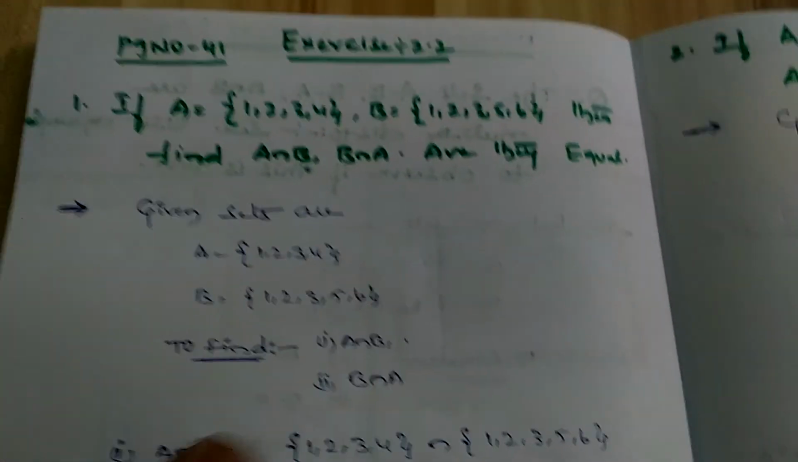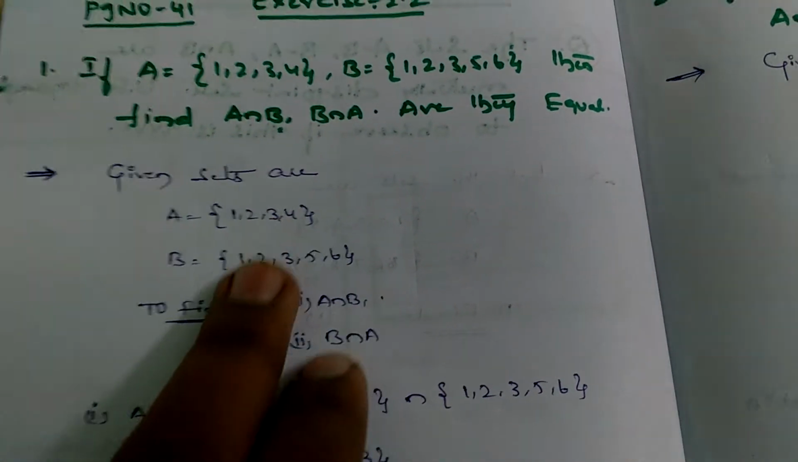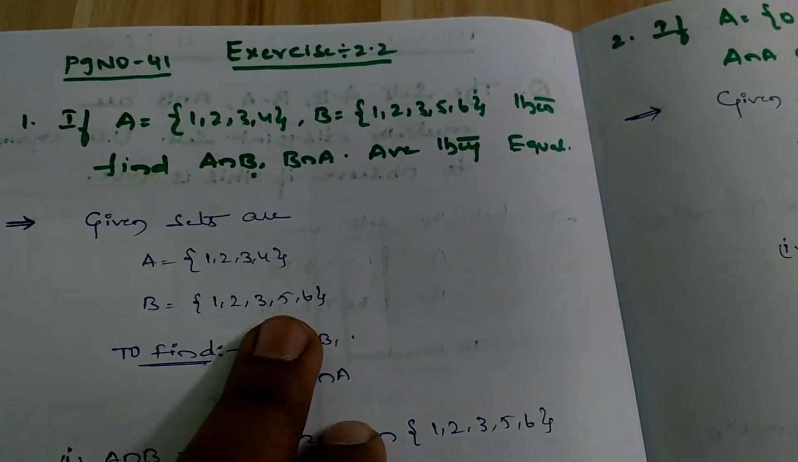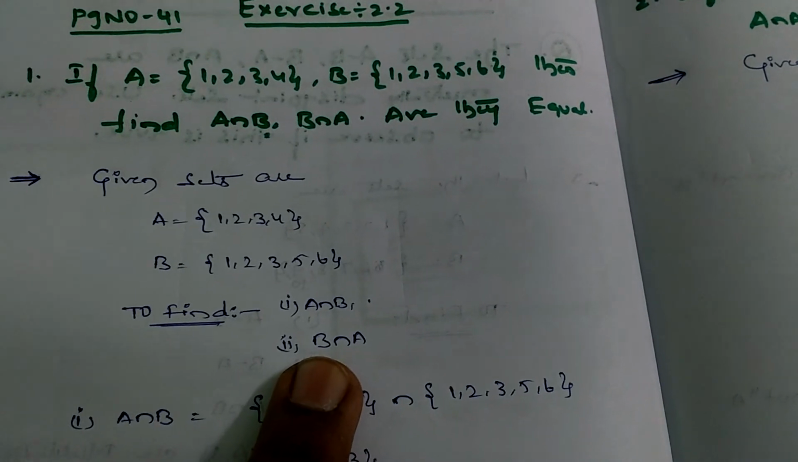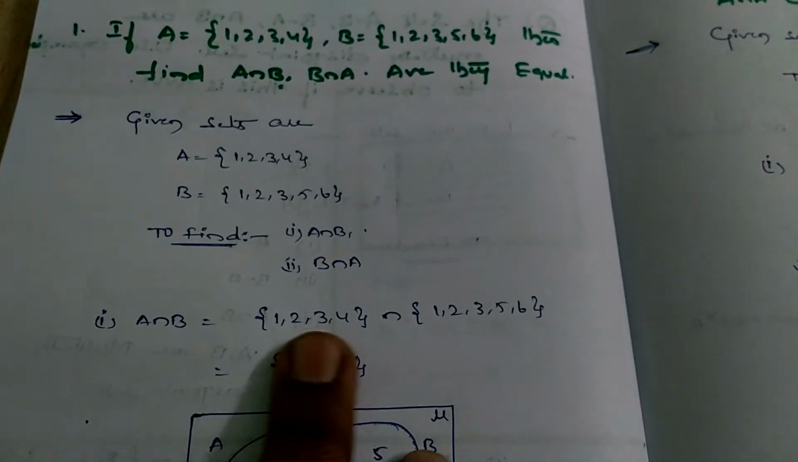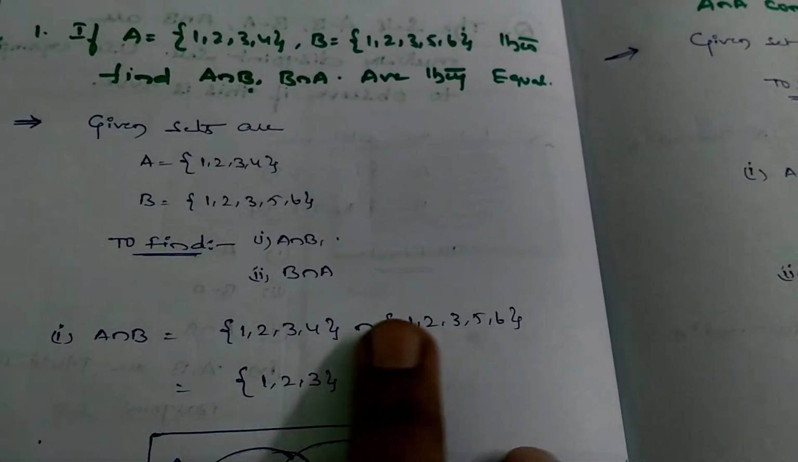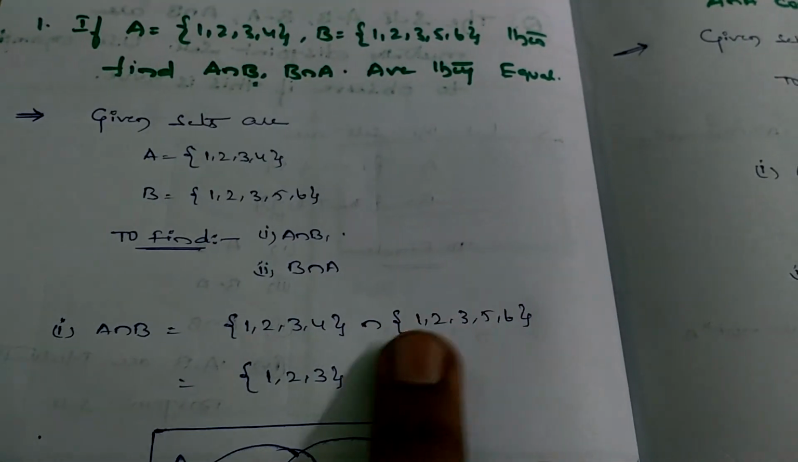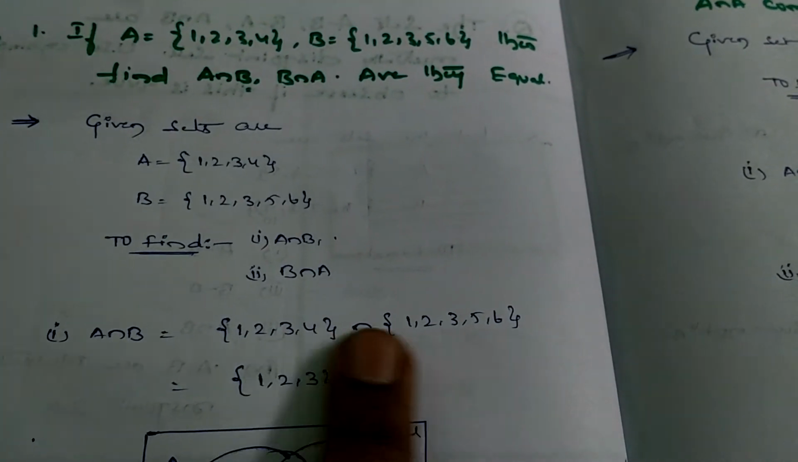Okay guys, let's see what is given. Given sets are A equals 1 2 3 4 and set B is 1 2 3 5 6. We have to find A intersection B and B intersection A. Now take down the first one, A intersection B. Take down A set 1 2 3 4 intersection 1 2 3 5 6. Among these, what are the repeated elements? From both the sets, 1 is repeated, 2 is repeated, 3 is also repeated.